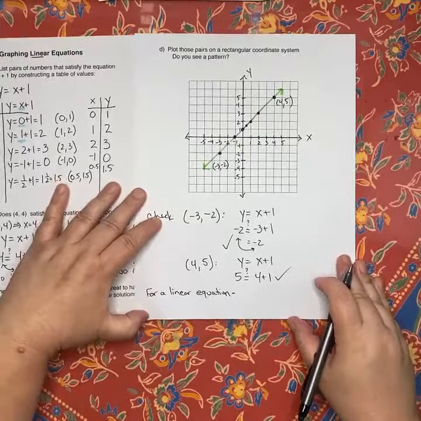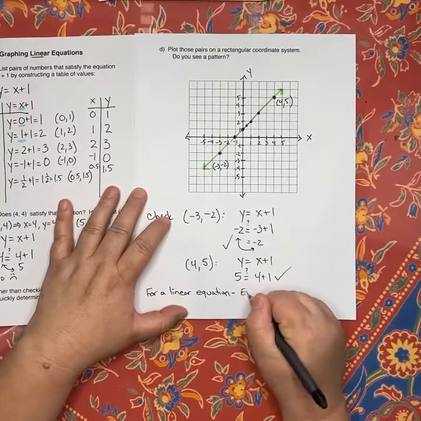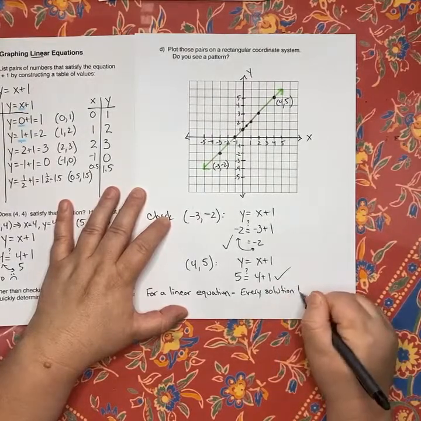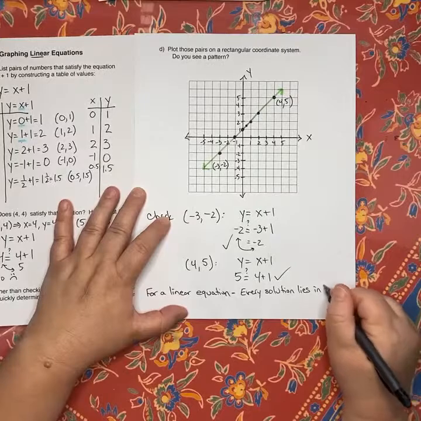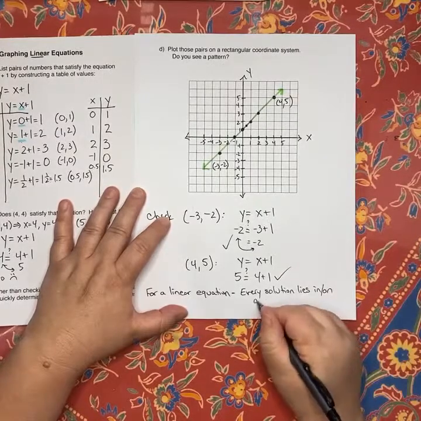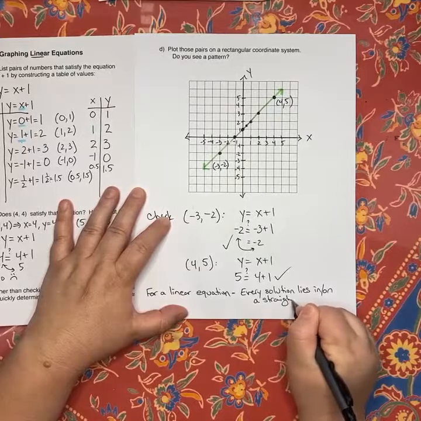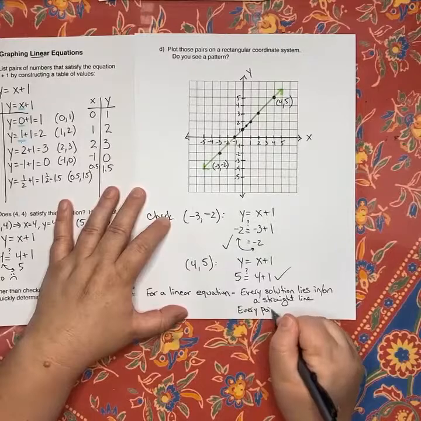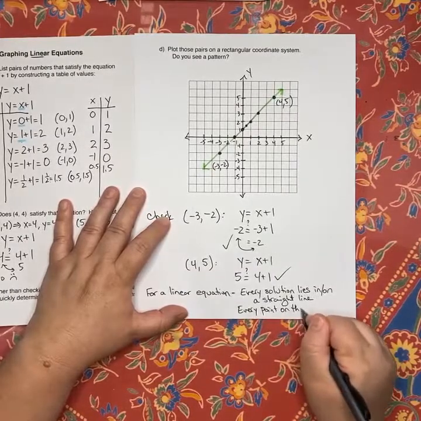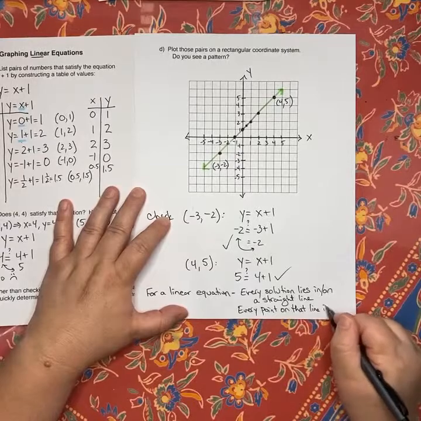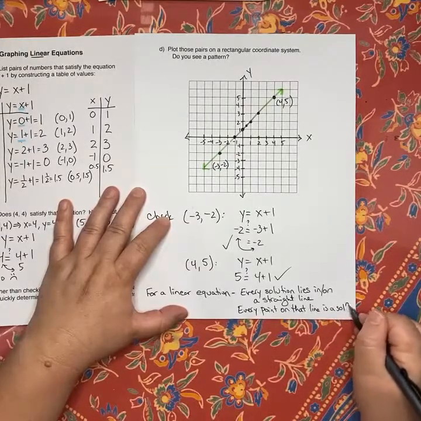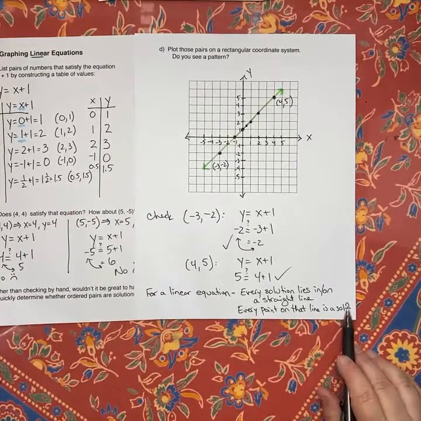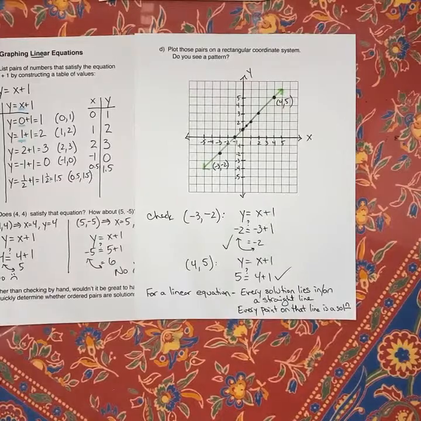Let me bring this up kind of central. Every solution lies in or on, depending on your perspective, a straight line. Every point on that line is a solution. I'm running out of room, so I'm writing solution in the weird mathy ways. SOL with an N on top of a line is solution.